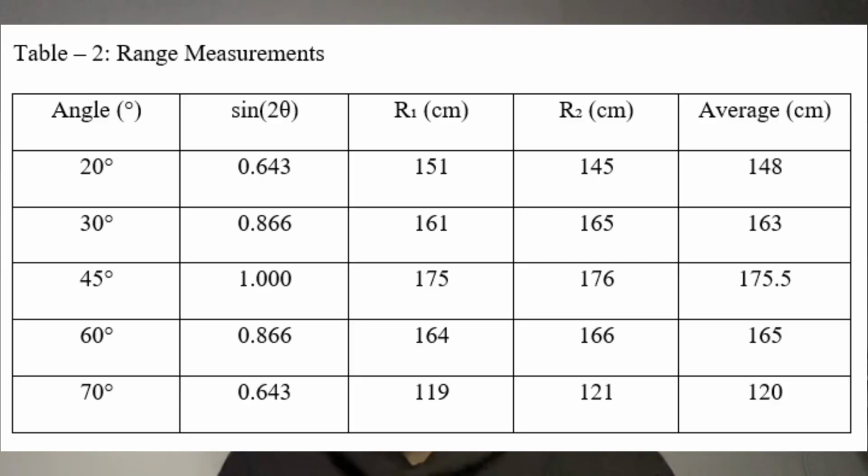For the second part of the experiment, I measured the horizontal range of the projectile at several launch angles. For each angle, I took 2 measurements and calculated the average. These were my results. The theoretical formula for range is this.